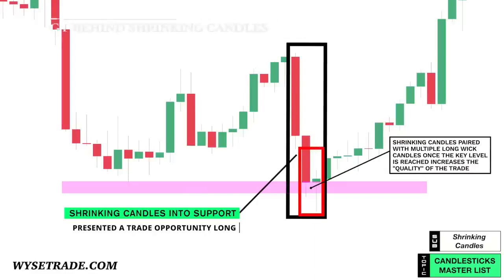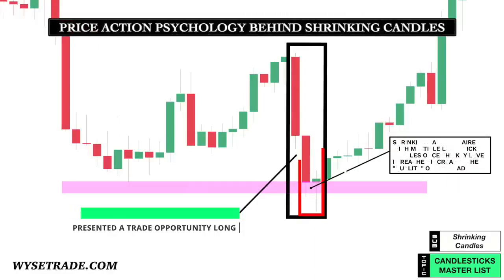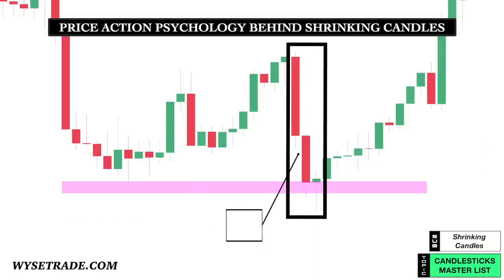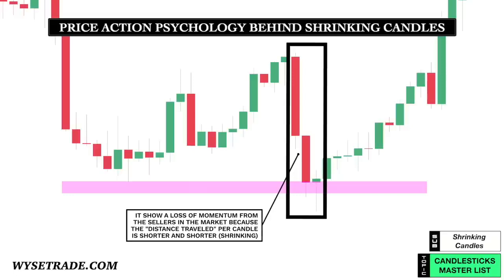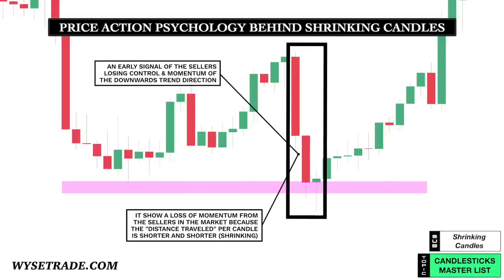So what is the price action psychology behind this? It shows a loss of momentum from the sellers in the market because the distance traveled per candle is shorter and shorter and is an early signal of the sellers losing control and momentum of the downwards market direction.